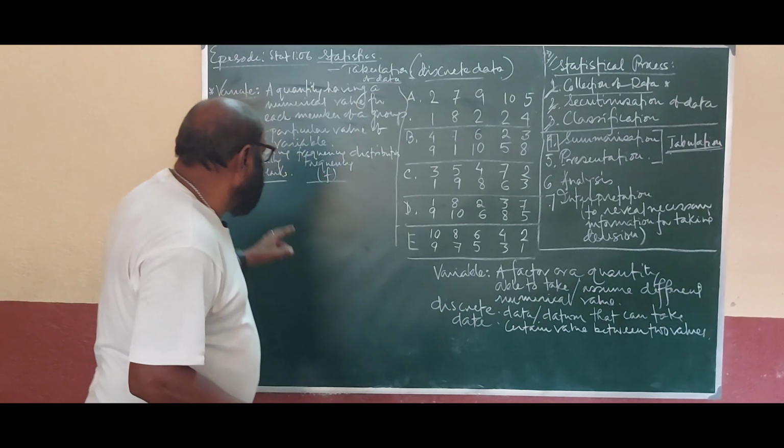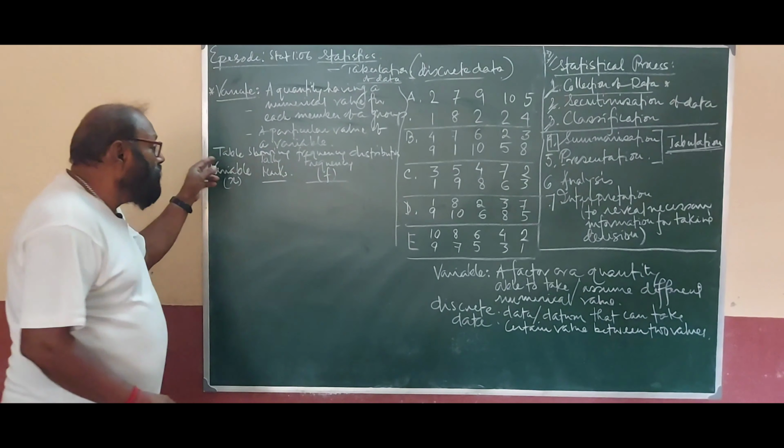Okay. So friends, what is the topic today? It is the tabulation of data. The tabulation of data is the process of presenting data with the help of a table. What is tabulation? Tabulation is the process of presenting data with the help of a table.